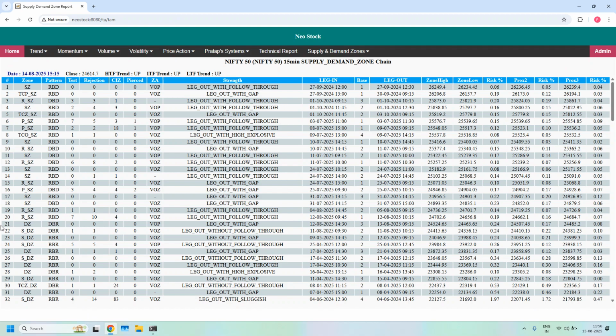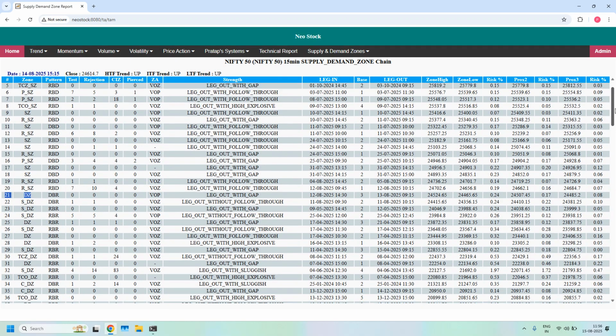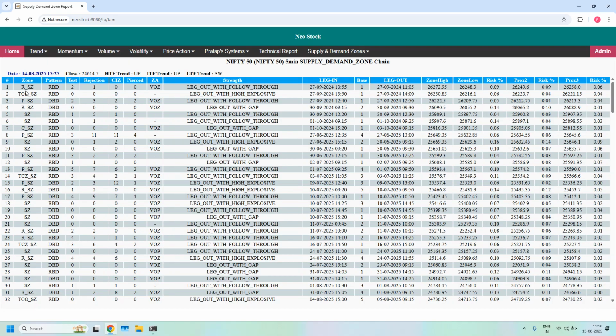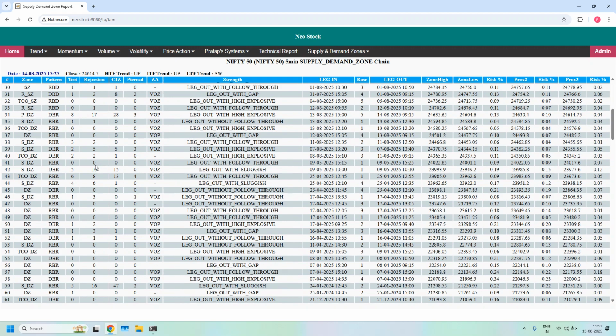Next, generating 15 minutes supply demand zone chain for NIFTY. The nearest demand zone for the current closing price is serial number 21. I will place it in the middle of the page. Okay, next, generating 5 minutes supply demand zone chain for NIFTY. All are supply zones in this space. I'm scrolling the list down. The nearest demand zone for the current closing price is serial number 34, pierced demand zone. I will place it in the middle of the page.